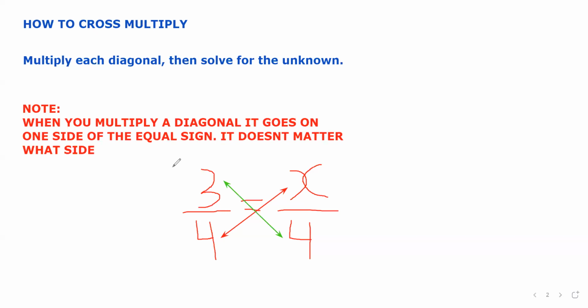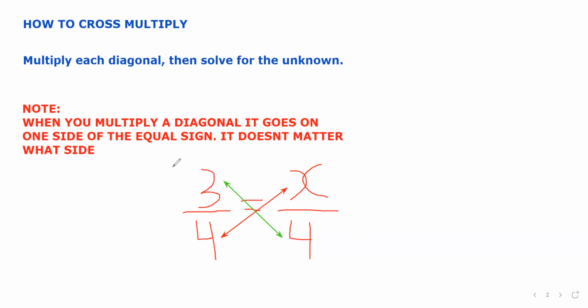So to cross multiply, all you're really doing is multiplying each diagonal, then solving for the unknown. That is the foundational element of it. Note, when you multiply a diagonal, it goes on one side of the equal sign. It doesn't matter which side you put the diagonal on. You could start with the diagonal from the top to the bottom in the second fraction and put that first.